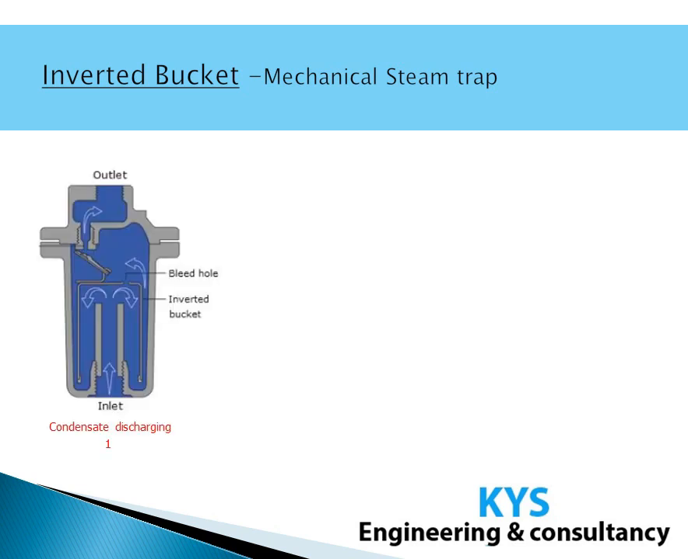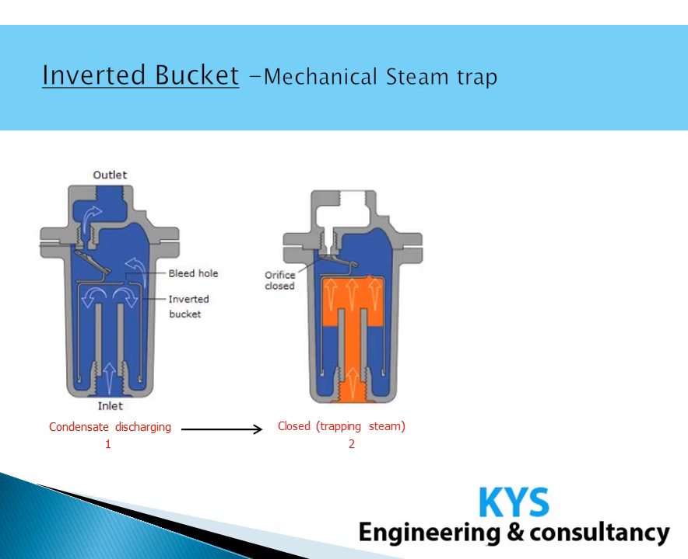The inverted bucket within the trap body will rest at the bottom, keeping the valve open. The condensate fills the trap body and discharges through the open valve. The small amount of air passes through the bleed hole and also gets discharged. As soon as the steam comes through the inlet, it starts filling the bucket. The bucket rises up due to the buoyancy effect and closes the valve, and thus live steam is trapped.